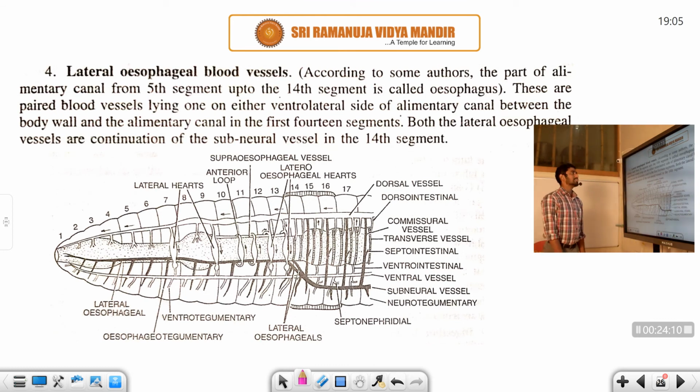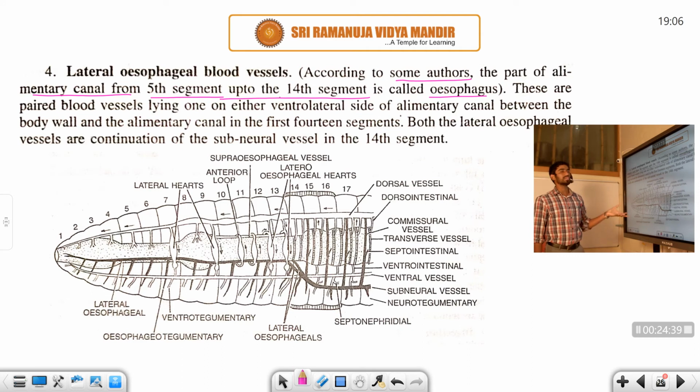The lateral esophageal blood vessel. So what does it do? According to some authors, it is located along a part of the alimentary canal from the 5th segment up to the 14th segment, which is called the esophagus. So it is the lateral esophageal blood vessel. I already noted why the name is given: the blood vessel is located along the esophagus.